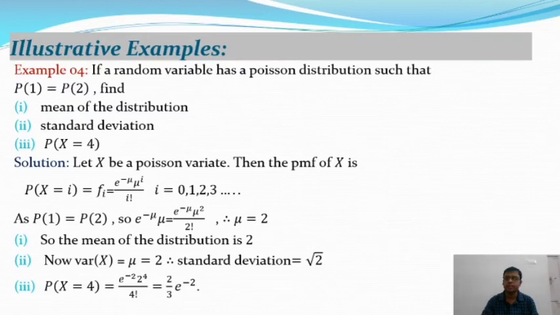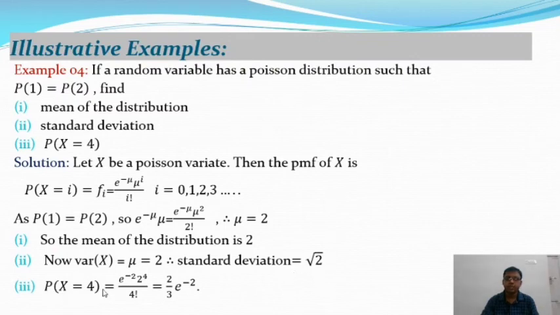I have already mentioned in the theorem of the Poisson distribution that mu is the mean as well as the variance of a Poisson distribution. So from this we get the variance is 2 as well, and therefore the standard deviation, which is the positive root of the variance, that means root 2.